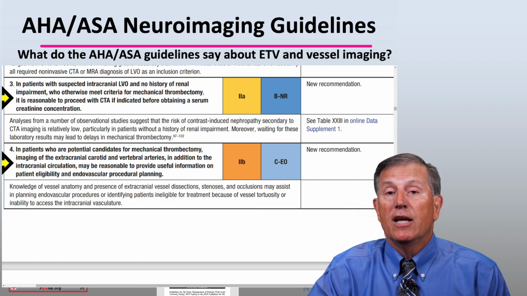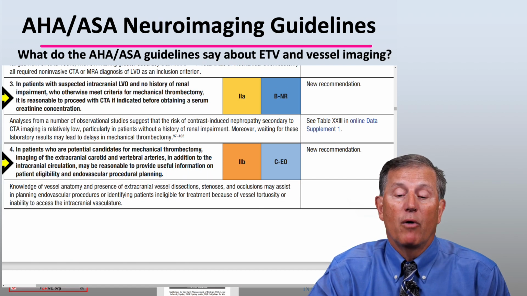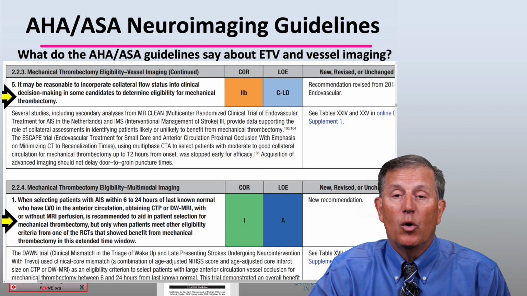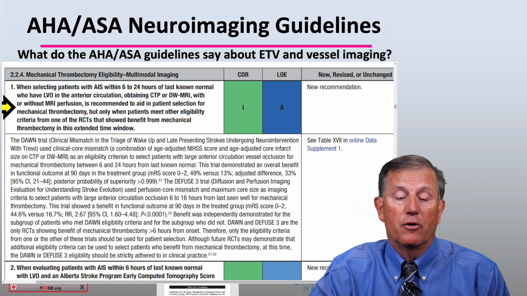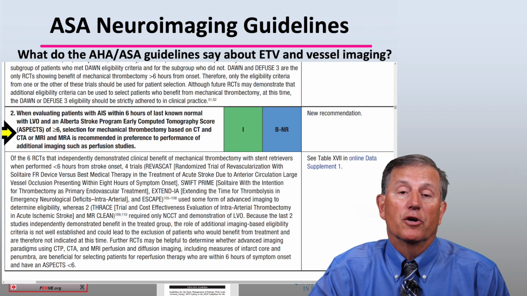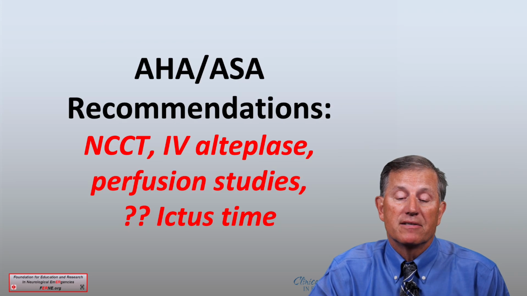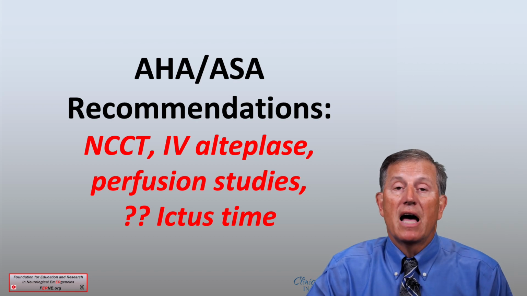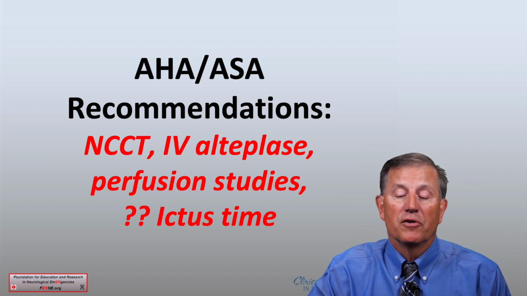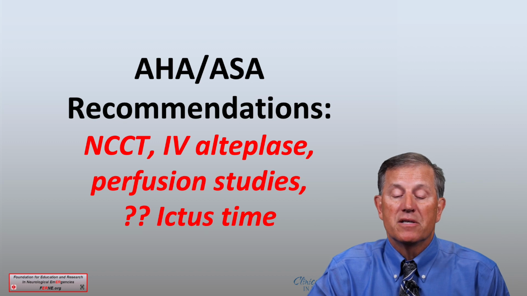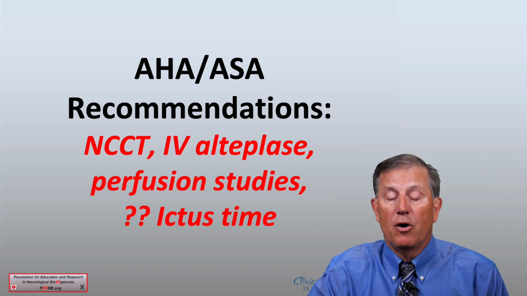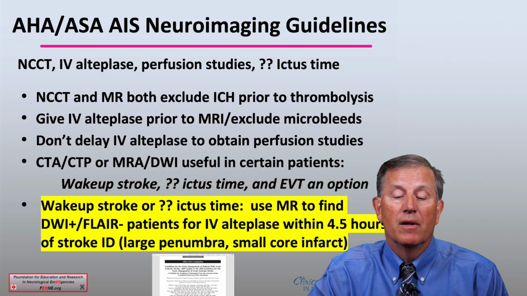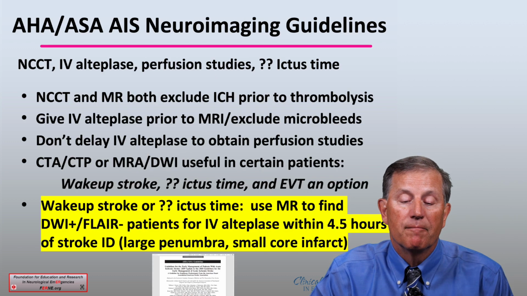You can see that many questions have good or type 1 recommendations and others have type 2 recommendations, which are supported less strongly by the literature. But let's go to our conclusions so that you understand best what these recommendations tell us. What about the use of non-contrast CT, IV alteplase or other thrombolytic therapies, perfusion studies, and in those with unknown ictus time? What do the recommendations say?